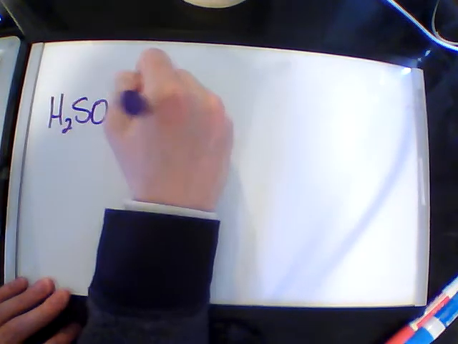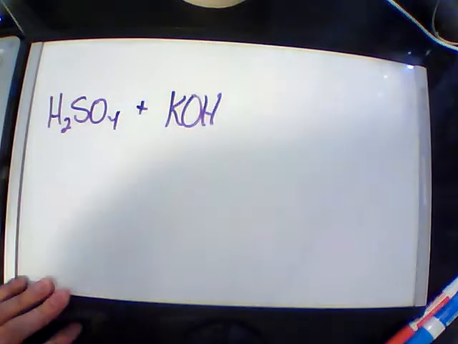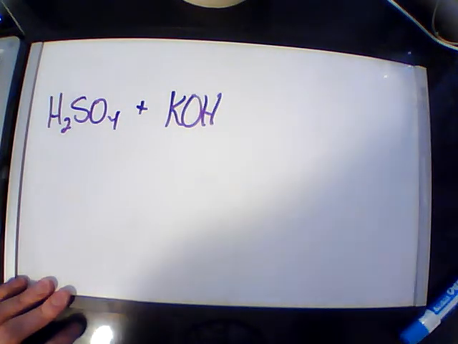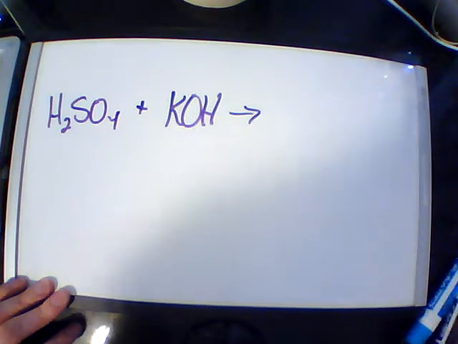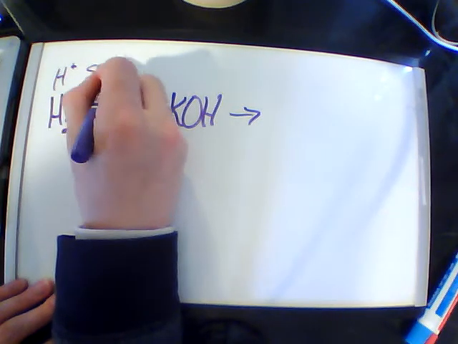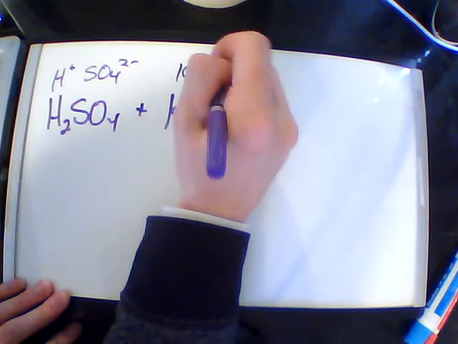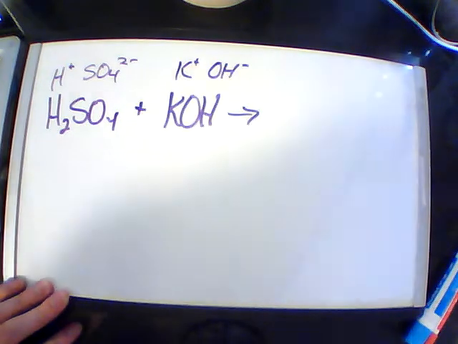In number 3, H2SO4 is reacting with KOH. So in a double replacement reaction, we need our cations to switch. My cation here is H+. There are 2 of them because it's bonded to sulfate, which is SO4 2-. Then I've got my K+ bonded to OH-, potassium hydroxide.